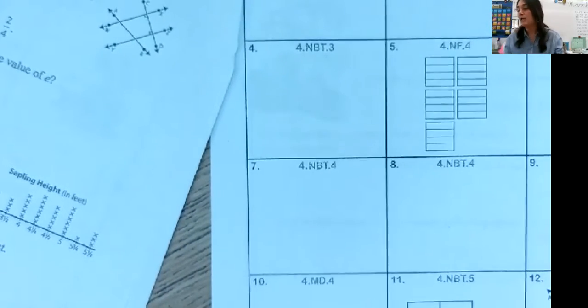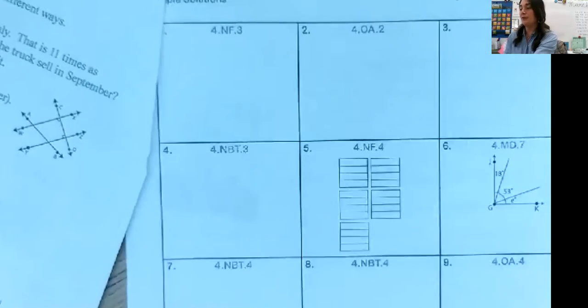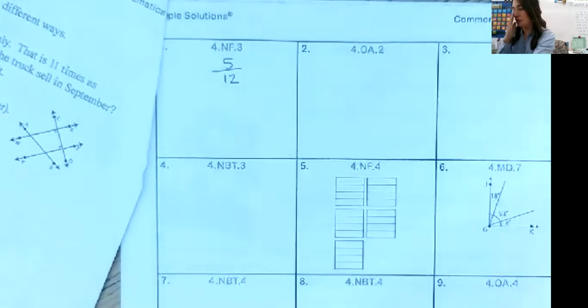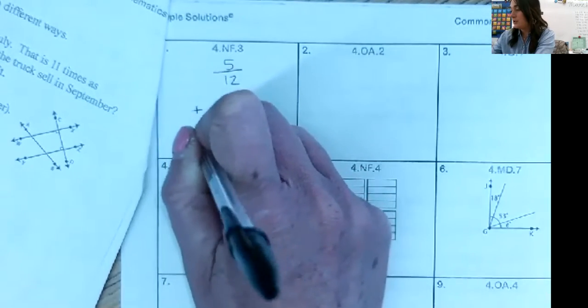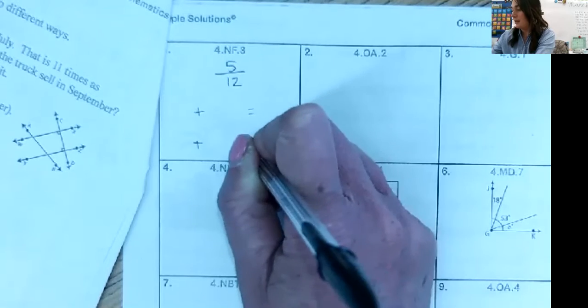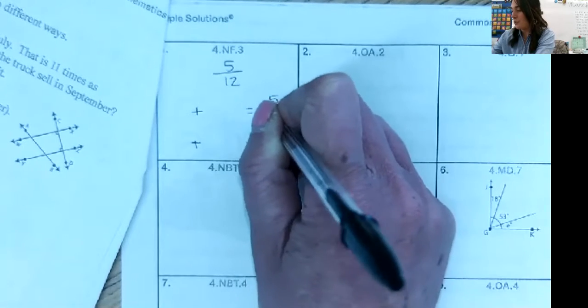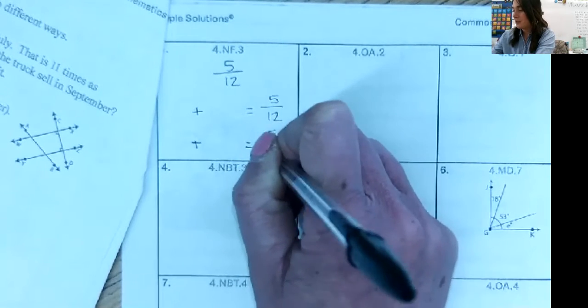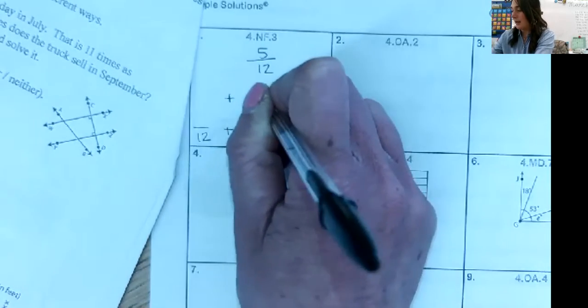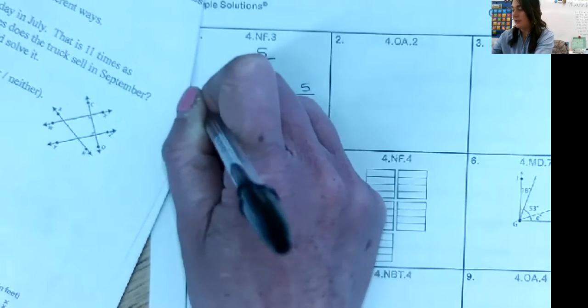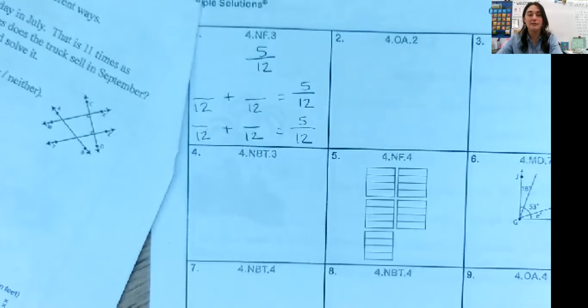So number 1 says decompose the fraction 5/12. Rename it 2 different ways. So all that means is I need to set up 2 addition problems that equal 5/12. So what are 2 different ways that I can add to find 5/12? Notice I put the denominators all the same as 12 because when we're adding fractions, the denominator stays the same.